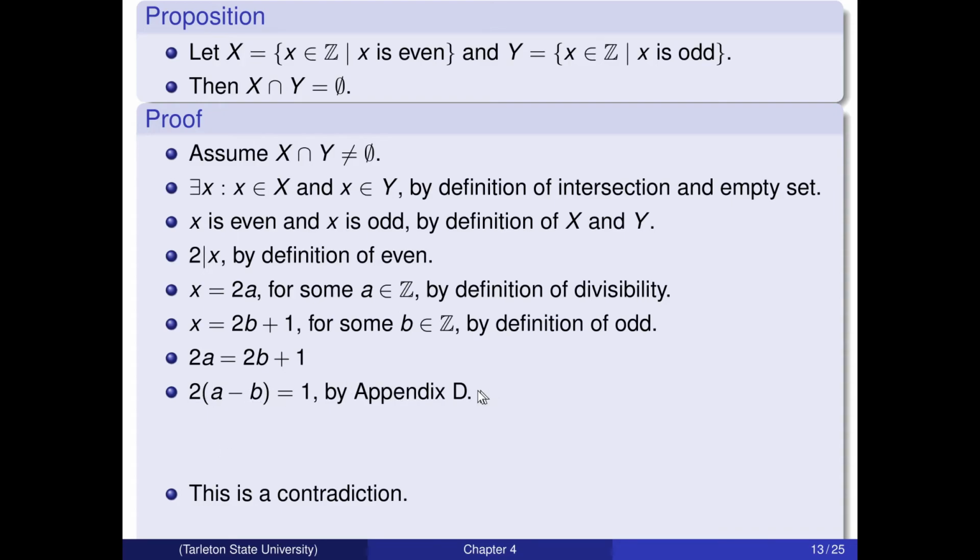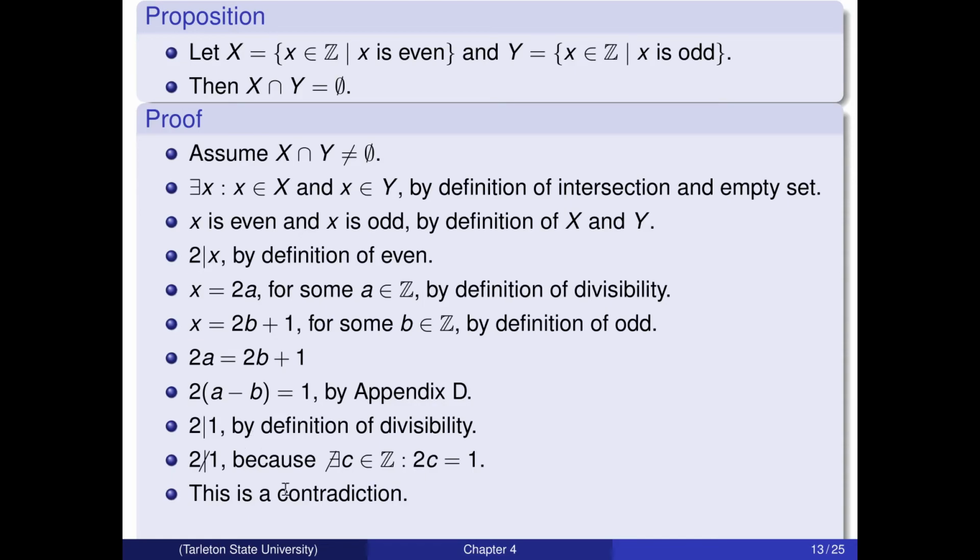Basically, Appendix D allows us to perform these algebraic operations. And this implies, very similar to the previous proof we looked at, that 2 divides 1, but that's not true. We know 2 does not divide 1 because there does not exist an integer c such that 2 times c is equal to 1. So again, we have a contradiction. This is impossible, and therefore the original assumption that x intersect y is not empty is false, and that means that x intersect y must be empty.